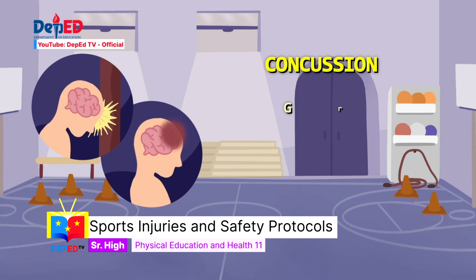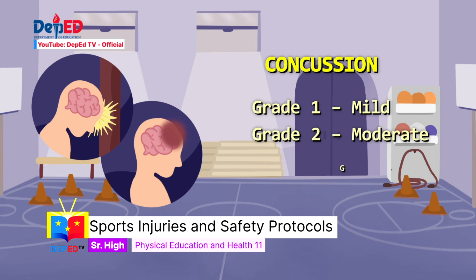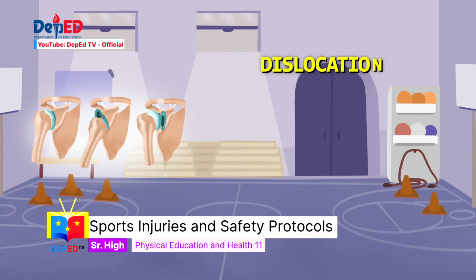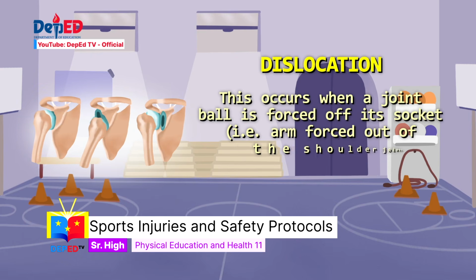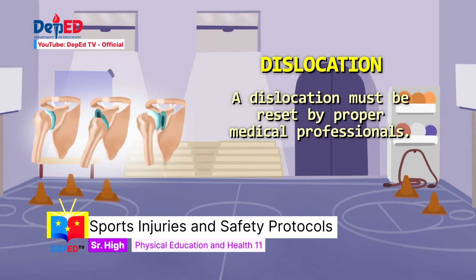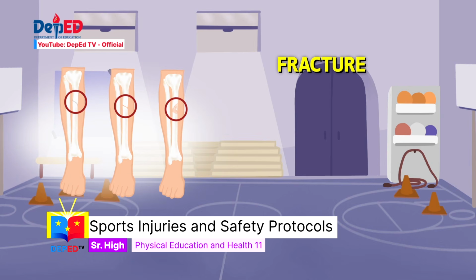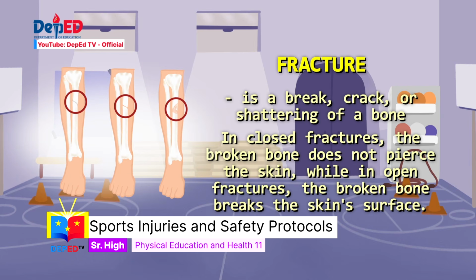Concussions are categorized as mild or grade 1, moderate or grade 2, or severe or grade 3 depending on the symptoms. Next, we have dislocation. This occurs when a joint ball is forced off its socket, for example, an arm forced out of a shoulder joint. Just remember that if a dislocation happens, it must be reset by proper medical professionals. Fracture is a break, crack, or shattering of a bone.